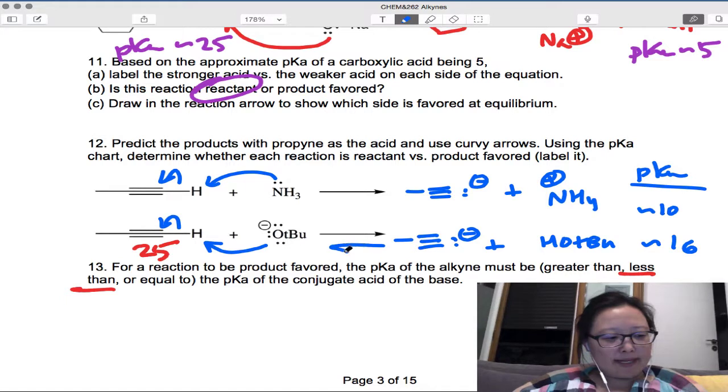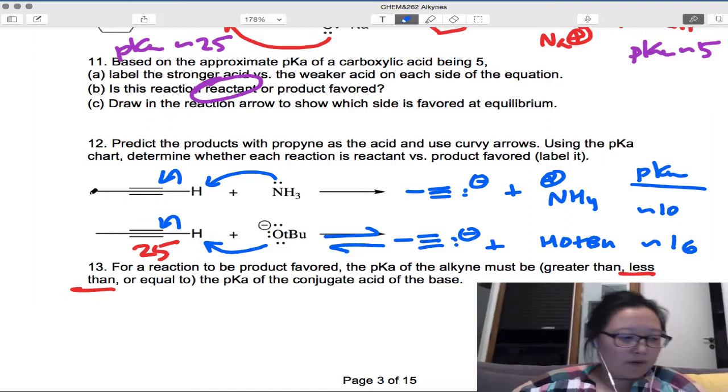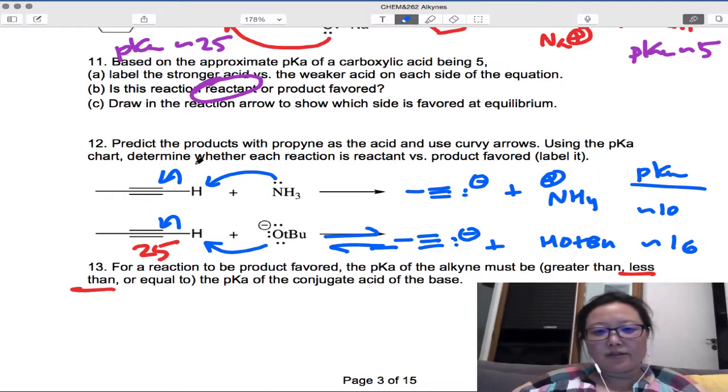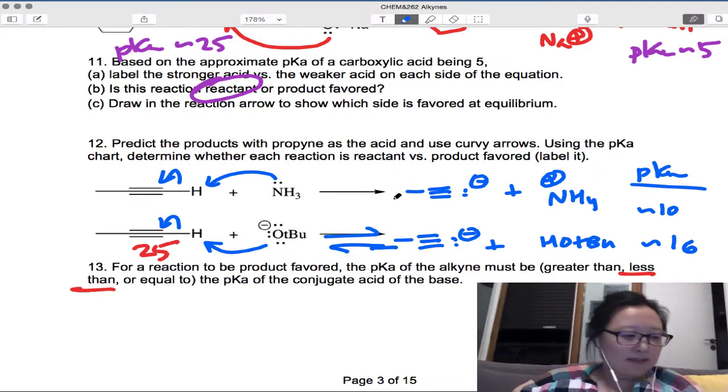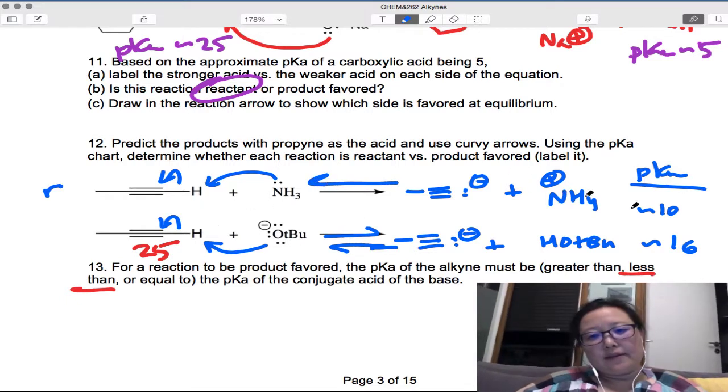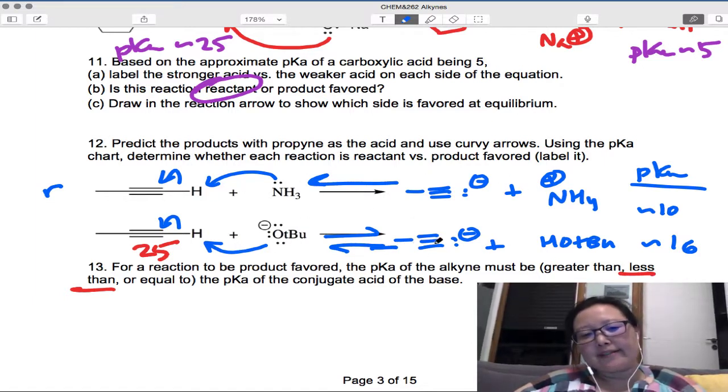So here I would say it's sort of going to be equal. It's probably going to be a little bit more this way, a little bit more reactant favored than product favored. Here this is definitely much stronger than 25, so it's going to be even more reactant favored here. So this is definitely reactant favored, and this is also reactant favored, but this is going to be a little more spontaneous than this one because it's not as reactant favored. I hope that makes sense.